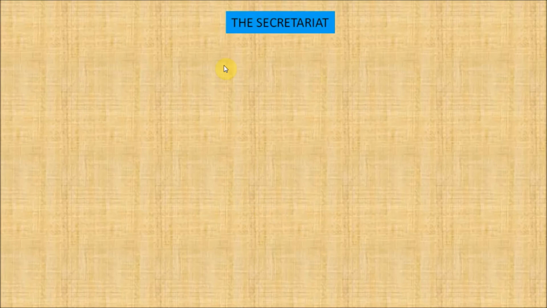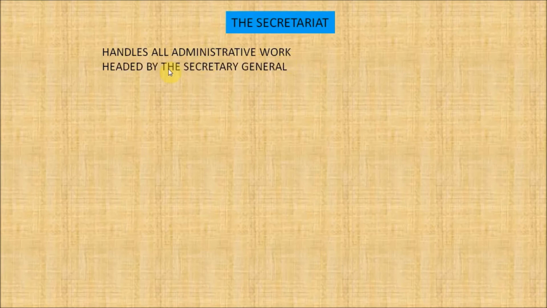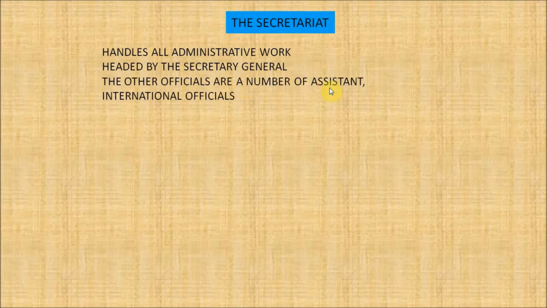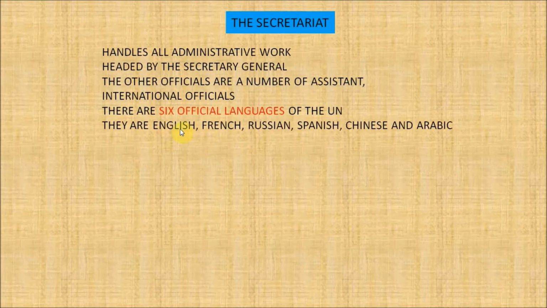And finally, let's see the last body of the United Nations, that is the Secretariat. It is one of the main bodies of the United Nations that handles all administrative work. It is headed by the Secretary General, and the other officials are a number of assistant secretaries and a large number of international officials. There are 6 official languages of the United Nations, and they are English, French, Russian, Spanish, Chinese, and Arabic.